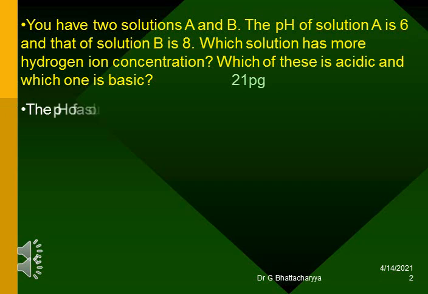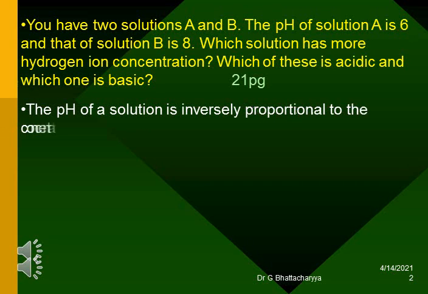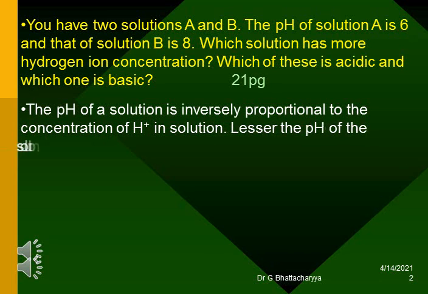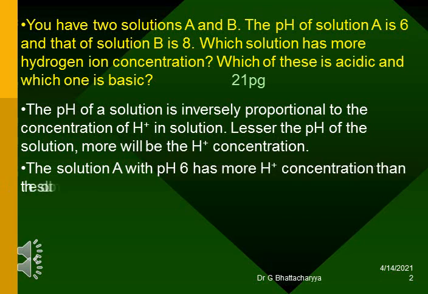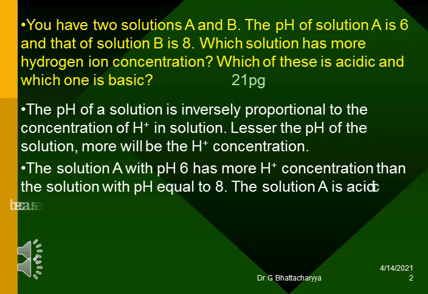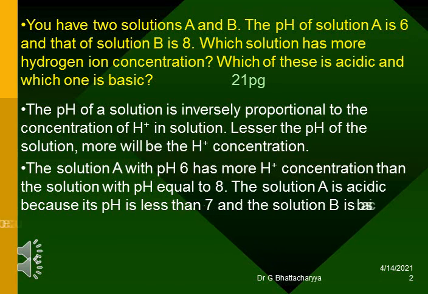The pH of a solution is inversely proportional to the concentration of H plus in solution. Lesser the pH of the solution, more will be the H plus concentration. The solution A with pH 6 has more H plus concentration than the solution with pH equal to 8. The solution A is acidic because its pH is less than 7 and the solution B is basic because its pH is more than 7.